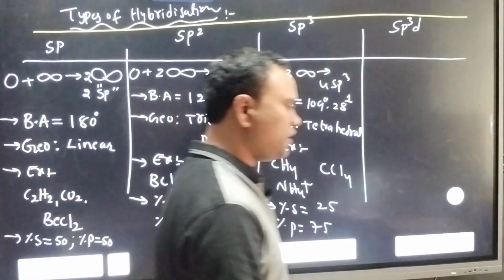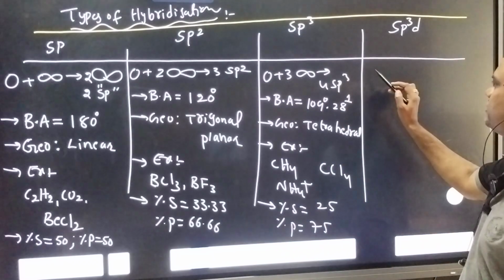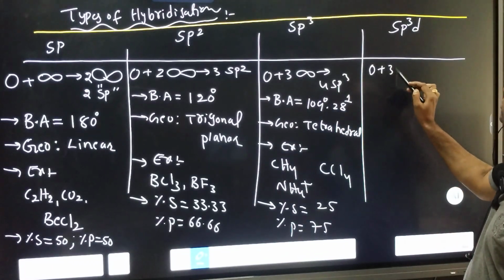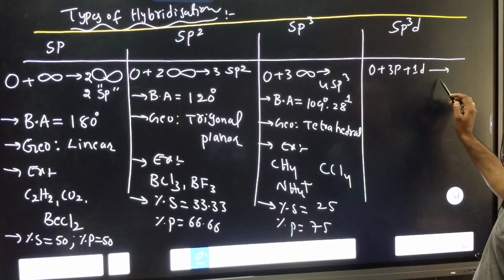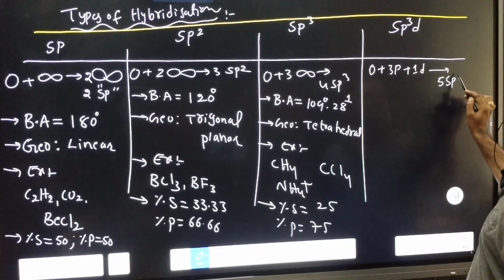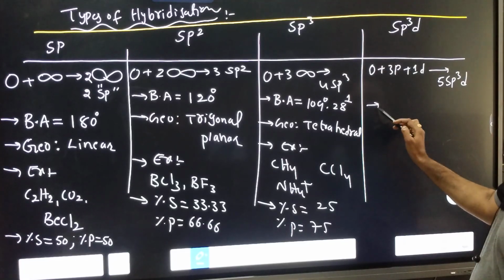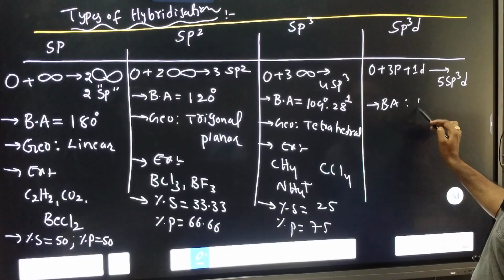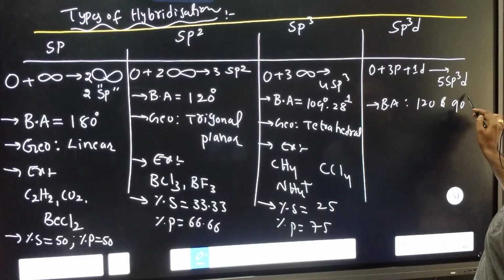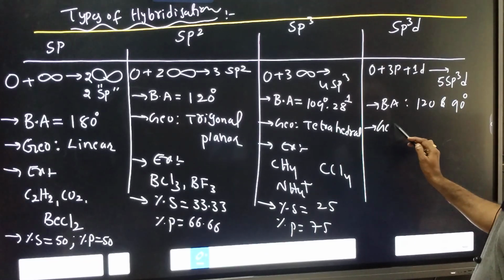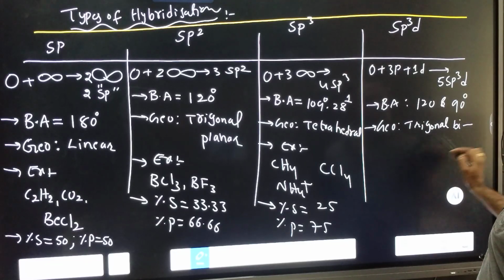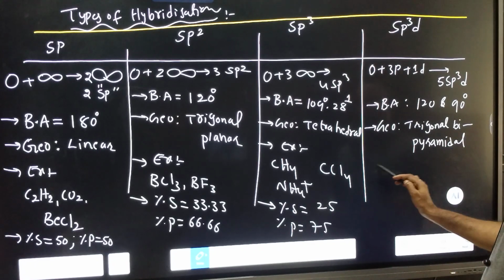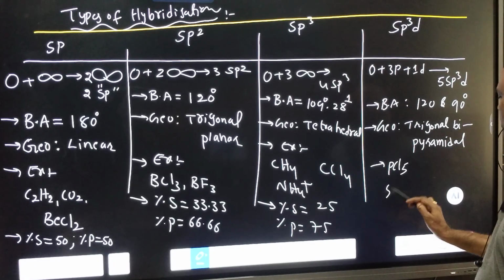Percentage of P character, 75%. sp3d hybridization: one s orbital plus three p orbitals plus one d orbital give how many hybridized orbitals? Five sp3d hybridized orbitals. Bond angles: 120 and 90 degrees. Geometry: trigonal bipyramidal. Examples: PCl5, SF5.